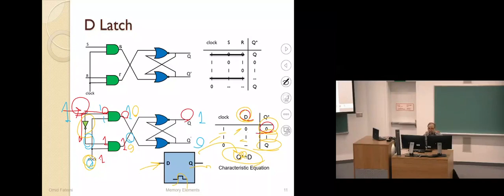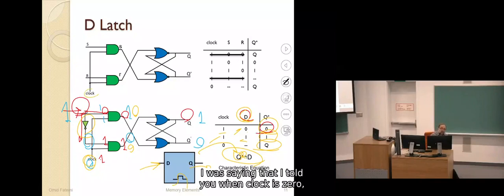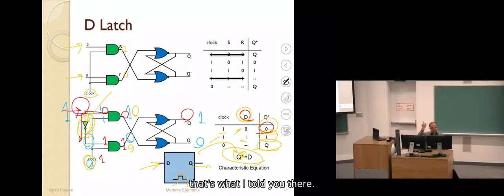I'm saying you time the clock so that clock is 0 when S and R are 1 and 1, so that it negates that happening. When I was saying that, I told you when clock is 0, then you have 0, 0 here. So really you don't need to have 0, 0 here. So we only need 0, 1, 1, 0. So it will give me the idea of putting this inverter here. That's what I told you there. But it is up to you.